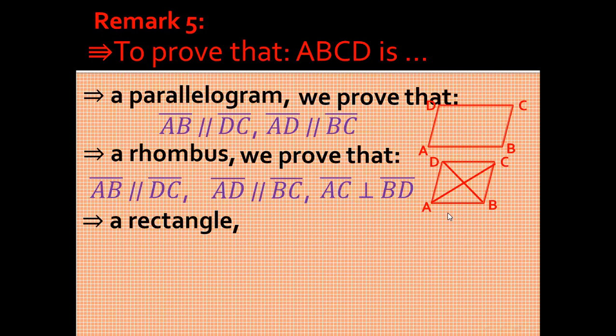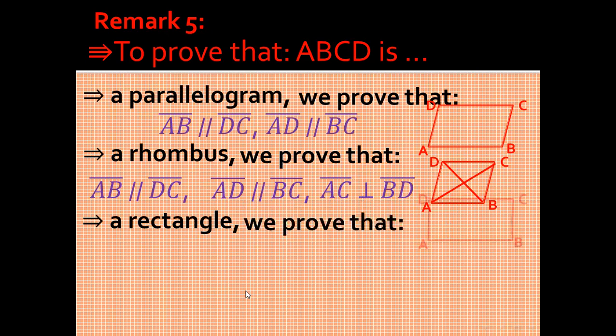To prove that the shape is a square, at first prove that the shape is a parallelogram, because rhombus, rectangle, and square are special cases of the parallelogram. But we have to add a property to the rhombus, which is that the two diagonals are perpendicular. So we add that AC must be perpendicular to BD. How can I prove AC perpendicular to BD using this law?